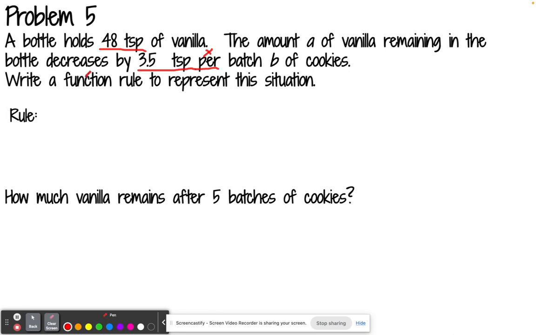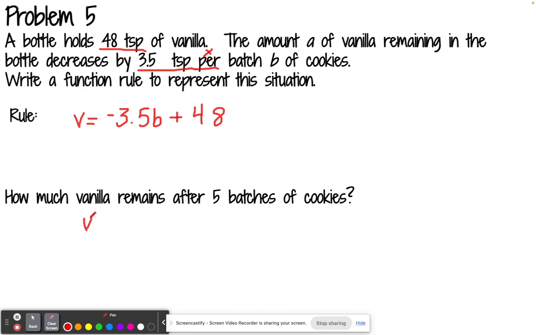Did it give me a variable for how much vanilla? I'll just put V. The amount of vanilla is equal to, well, it's decreasing by 3.5 teaspoons per batch. It's decreasing by 3.5 per batch. But where did it start? It started at 48 teaspoons. That's my rule. Now let's find out how much vanilla we would have after 5 batches.